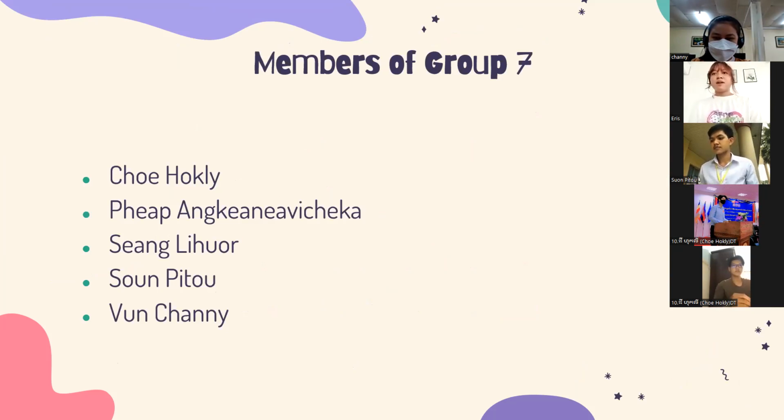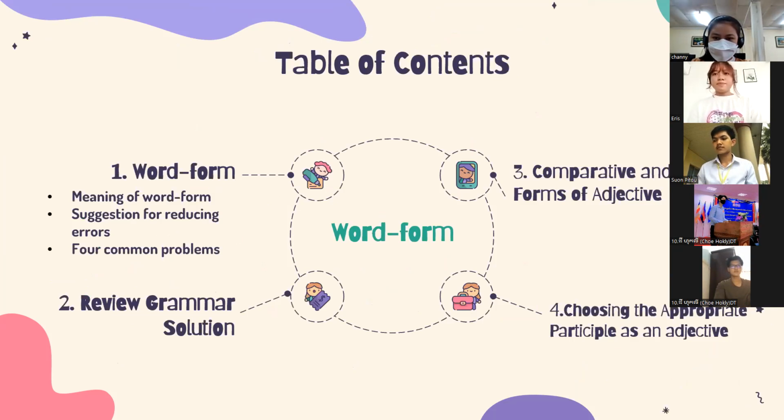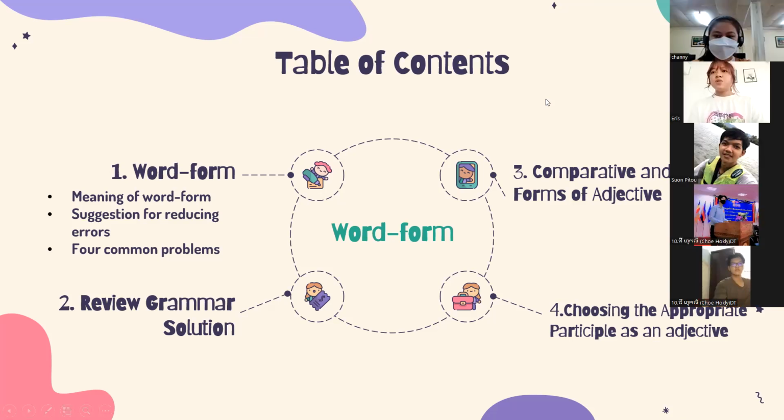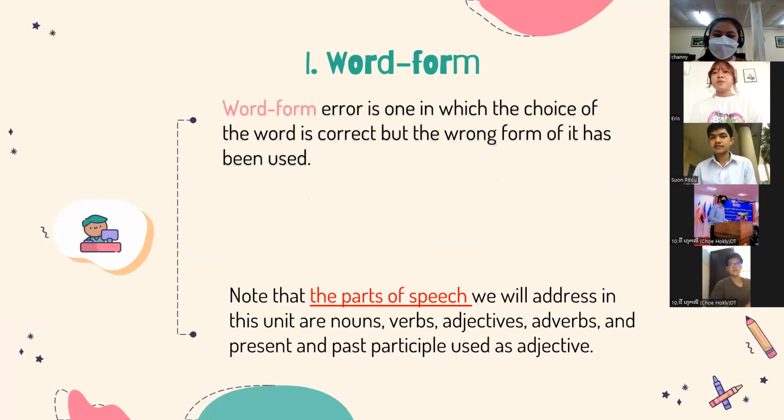Today we're going to talk about word forms, and we will be telling you what word forms are, the meaning of word form, suggestions for reducing errors, common problems, and we're going to talk about grammar solutions also. We will also cover comparative and superlative forms of adjectives and choosing the appropriate participle as an adjective. For the next minutes, we will be presenting each part, and for now, I will be passing to our first member. Thank you.